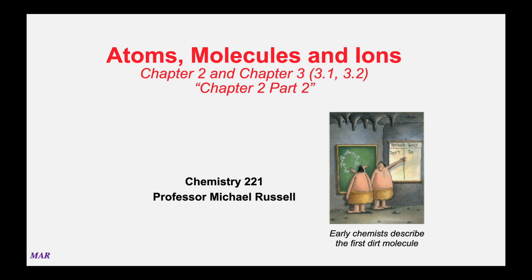Chapter 2, Part 2 is over Chapter 2 and a little bit of Chapter 3. And you can see there's Chapter 3.1 and 3.2, so it's kind of a mixture. The basic idea, Chapter 2, Part 1 was mostly about the atom and what makes the atom. Also a little bit about the periodic table and where the things come from on the periodic table, for example, atomic number and atomic weight.